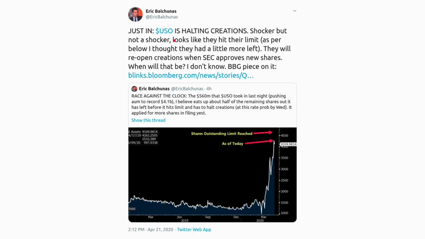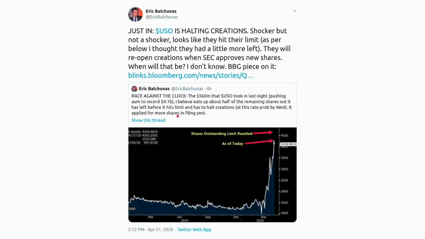There was so much interest in speculating on USO, presumably because many people thought the price of oil could only increase, that it ran out of shares. Because it's an open-ended fund, it could carry on creating new shares up to a limit which it agreed with the SEC, the Securities and Exchange Commission. That limit was 4.1 billion shares. At that point, it had to hold creations, in other words, stop people buying the fund, in order to file to create more shares.